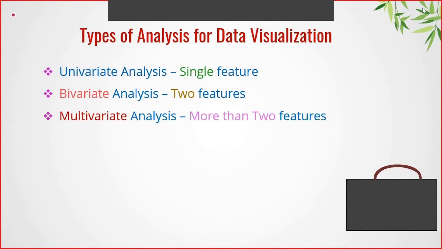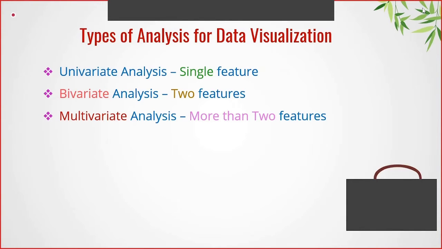We have univariate analysis, bivariate analysis, and multivariate analysis. Univariate analysis is nothing but using a single feature to analyze all of its properties. So we are using only a single feature. For example, I want to compare the state with the number of sales. Here I am using the sales property, so that's why we are using a single feature.